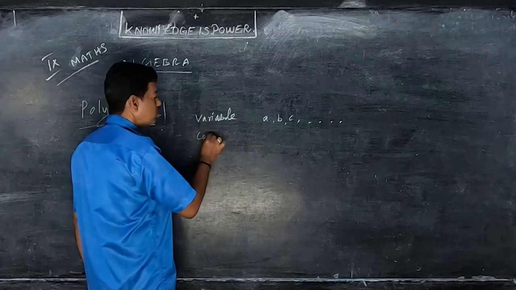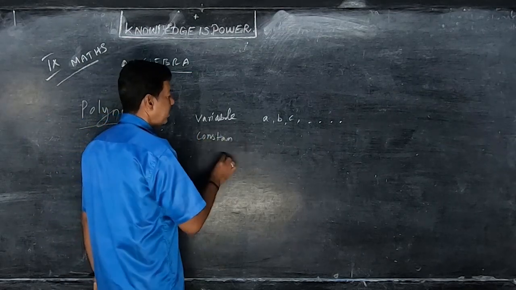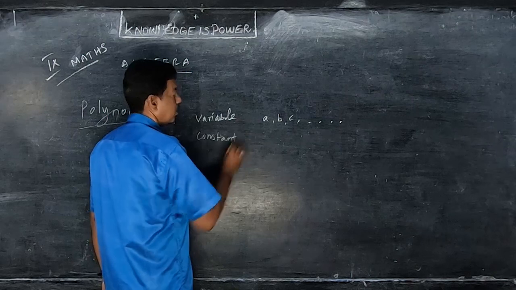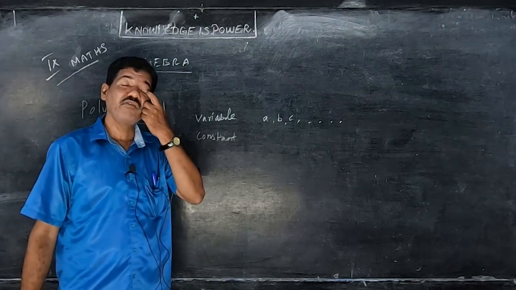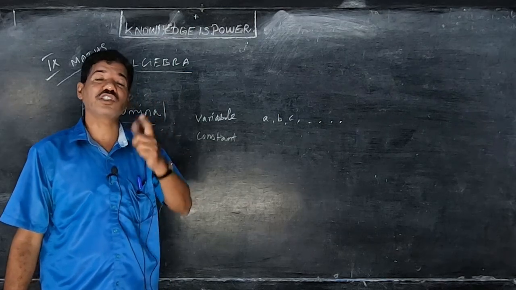Next, constant. What is the meaning of constant? The value will be fixed. The value that is fixed is called a constant.